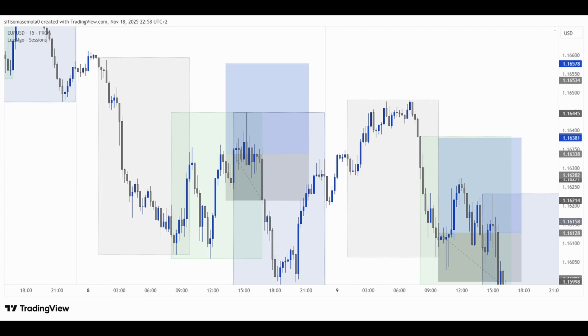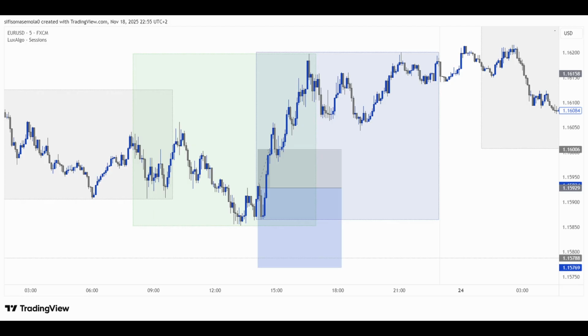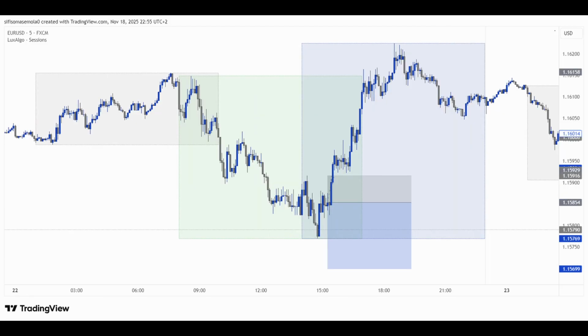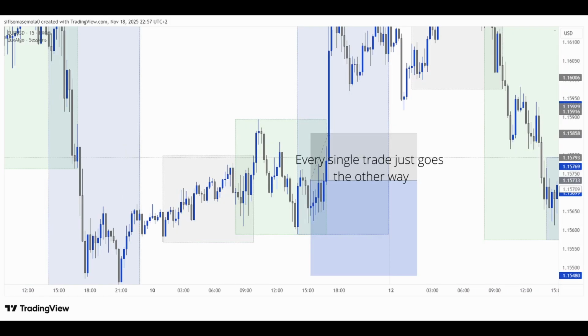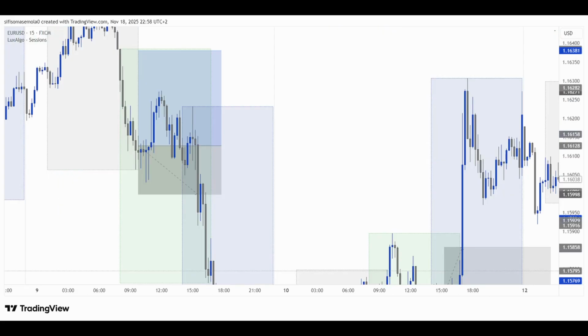Ever look at the chart and just feel completely lost? You see price moving, but you have no real idea why it's moving that way. You take a trade, it reverses. You sit out of the market, and it skyrockets without you. It's frustrating, I know. And it makes you feel like other traders have a secret playbook or something that they know that you weren't given.